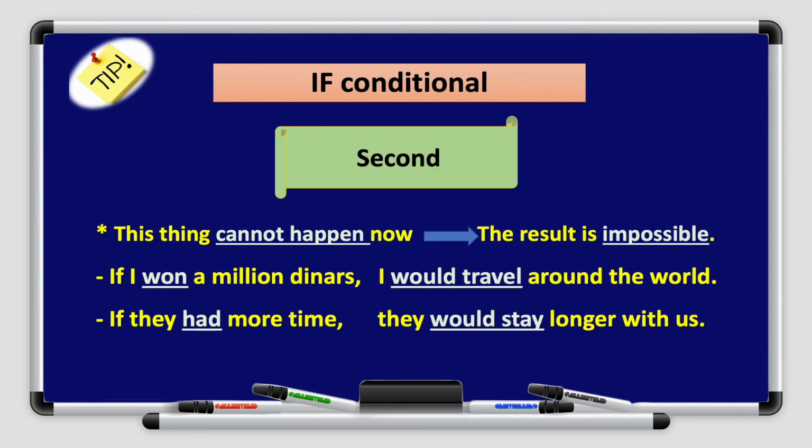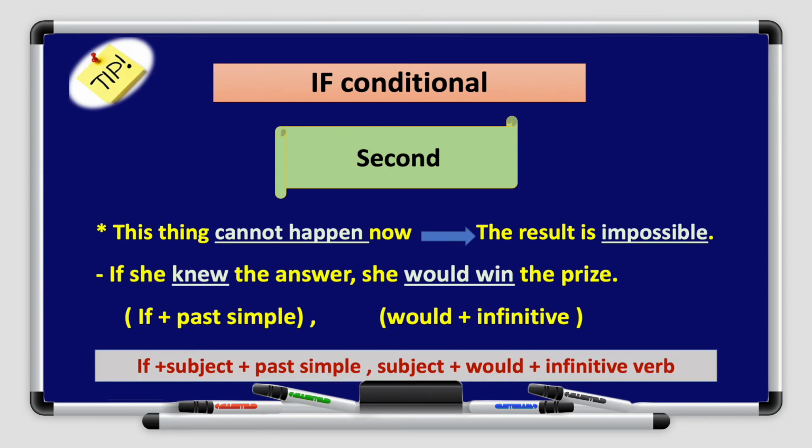Another example. If I won $1 million, I would travel around the world. If they had more time, they would stay longer with us. Let's see how we can form a sentence. You need to put if at the beginning plus the subject plus past simple, while the second part should start with subject plus would plus the infinitive form of the verb.